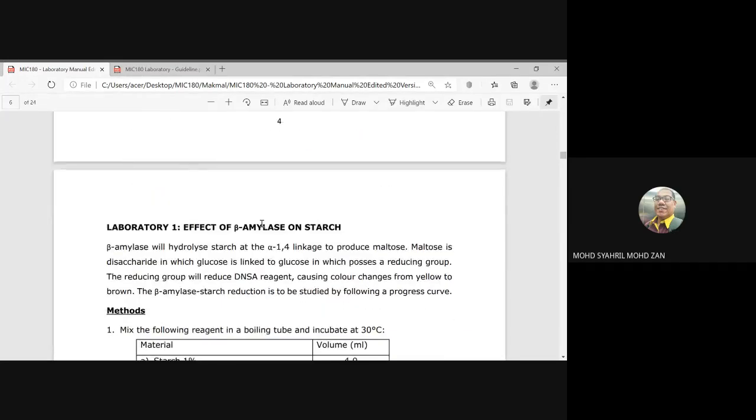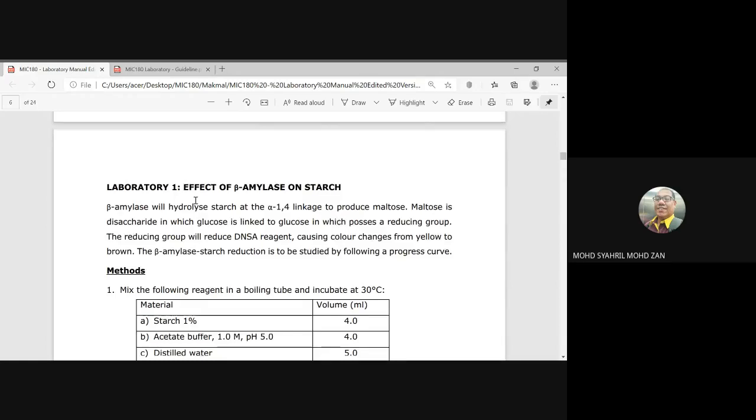Okay, how do you write your references? We go to laboratory number 1, effects of beta amylase on starch. So what is beta amylase? It is an enzyme which hydrolyzes starch at the alpha 1,4 linkage to produce maltose. Maltose is a disaccharide, in which a glucose is linked to glucose, which causes a reducing group. What is the meaning of reducing group? That is the available OH to bind or to form a bond. The reducing group will reduce DNSA reagent. We use this special reagent to detect it, DNSA reagent. What does DNSA reagent do? It causes a color change from yellow to brown.